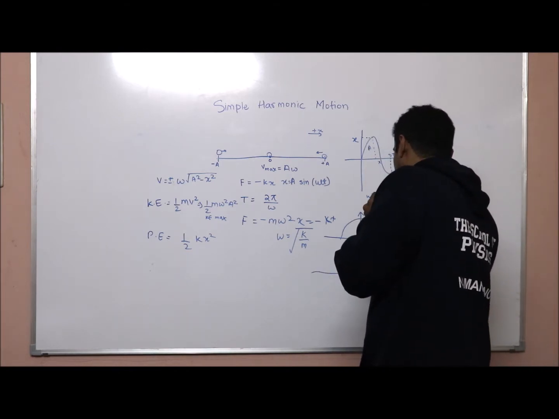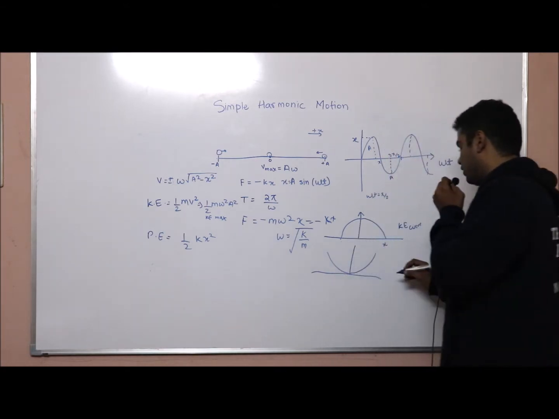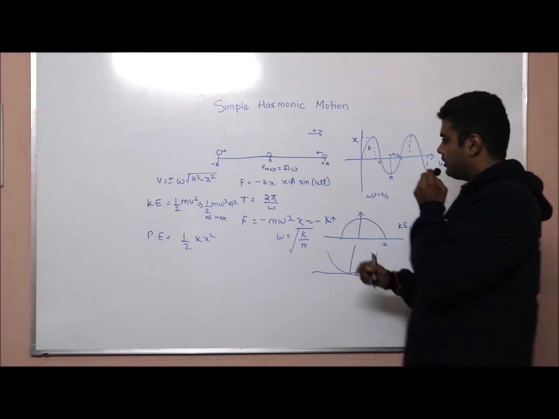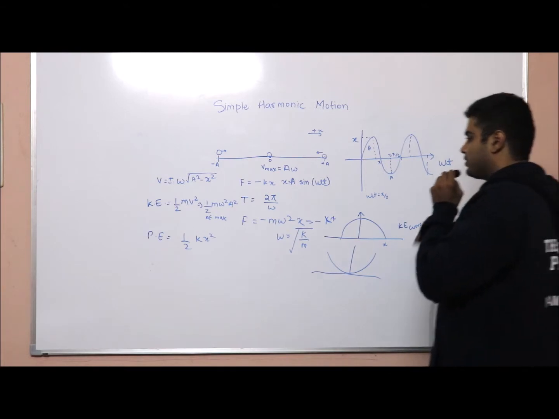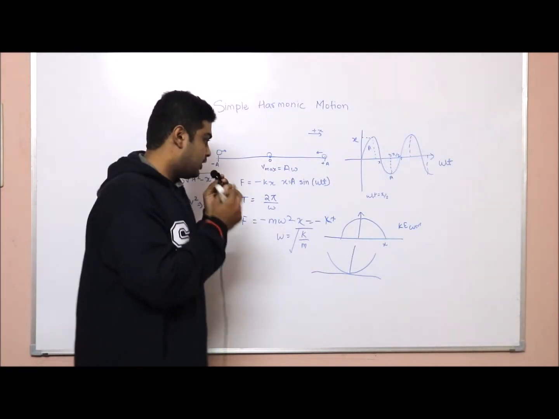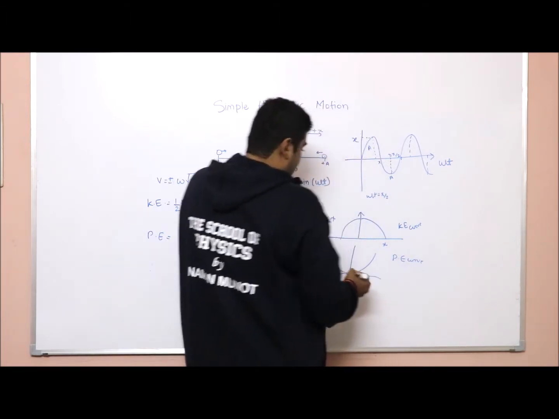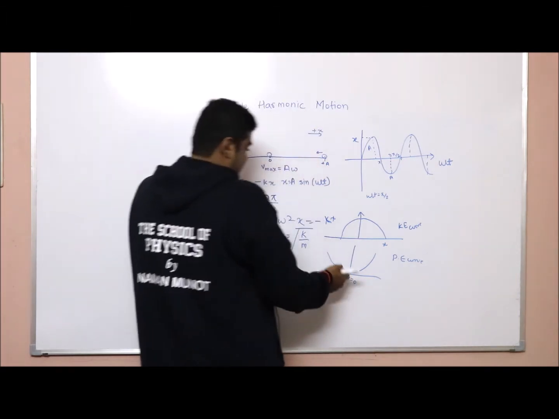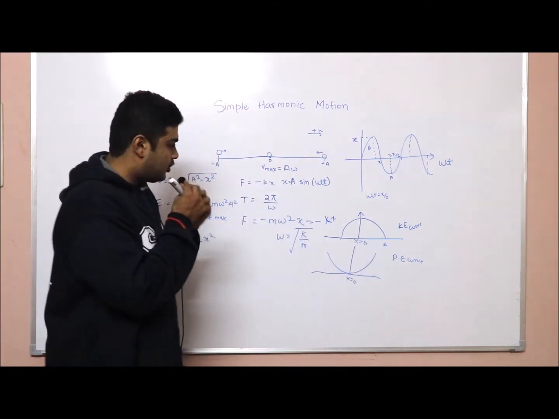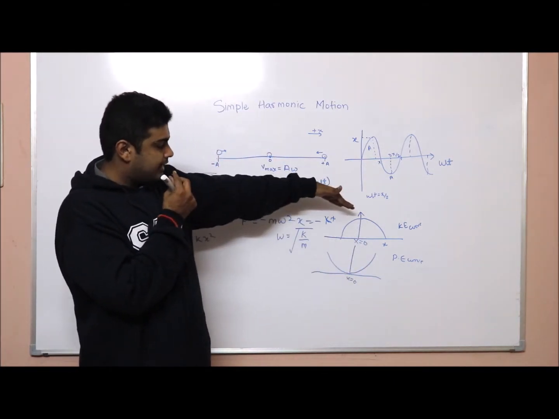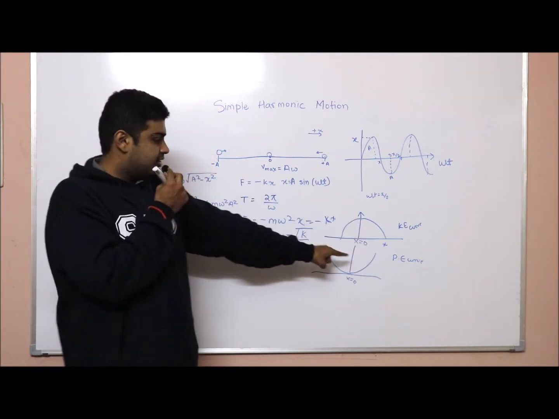At x equal to 0, it will be 0, and at the corners it will be the maximum. So at the corners it will be half k a square. Now what is the total energy in the system? As you can see, at x equal to 0, kinetic energy is maximum and potential energy is 0. So all the potential energy gets converted into kinetic energy at x equal to 0, and when the kinetic energy becomes 0, the potential energy becomes maximum.